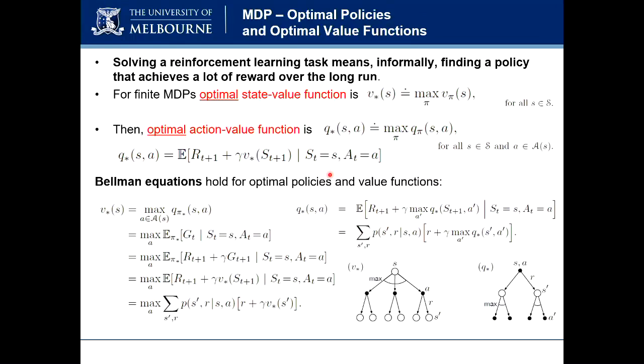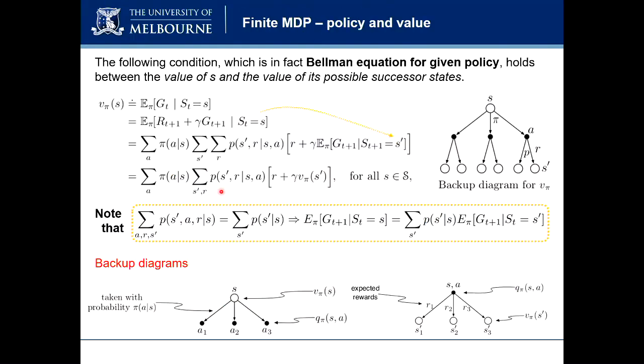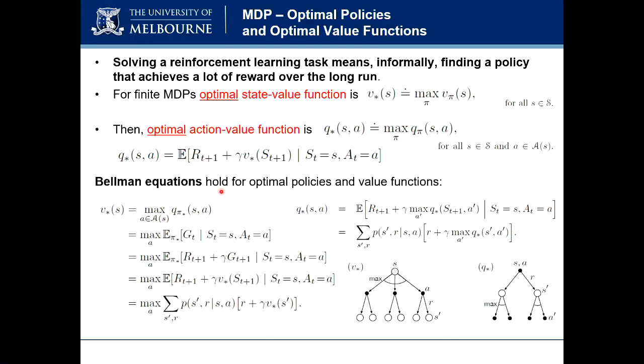So now that I have the value function, I know how the value function changes under a given policy. How am I going to derive the optimal policy? Before that, solving this reinforcement learning task means informally finding a policy that achieves a lot of reward over the long run. I already said that in the bandit case, it's the same goal. The goal hasn't changed. I don't care which states I'm walking around as long as I maximize my reward.